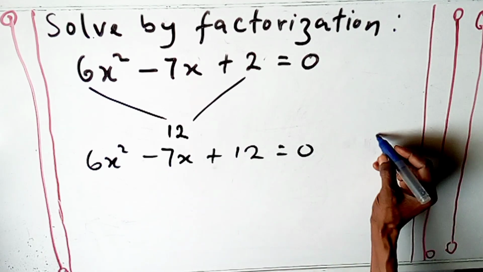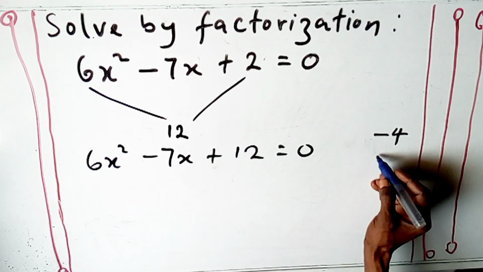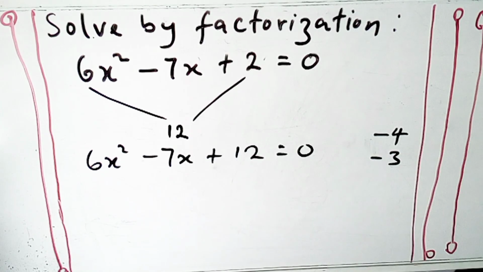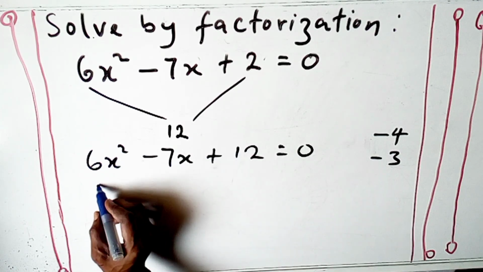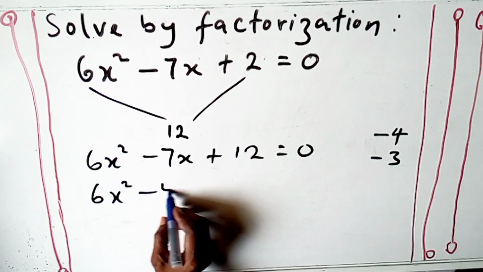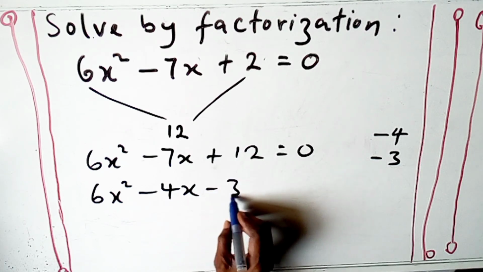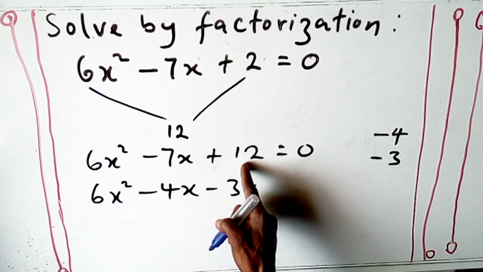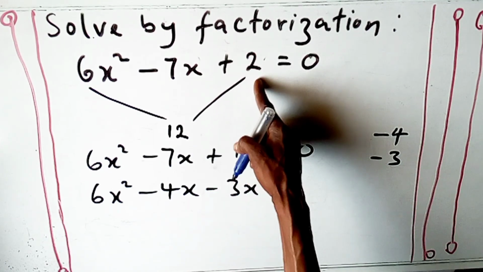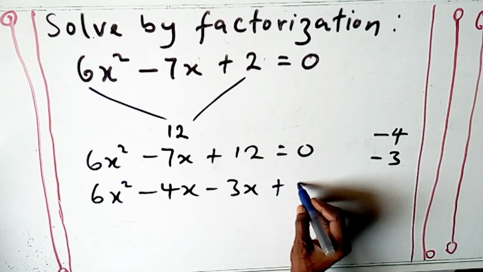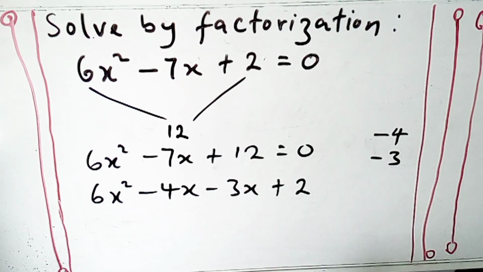So we did the same thing. You look for two numbers. When you multiply the two numbers, you get plus 12. And when you add the two numbers, you get minus 7. And that is how we got minus 4 and minus 3. So we slot them in now. You can see the new solution.